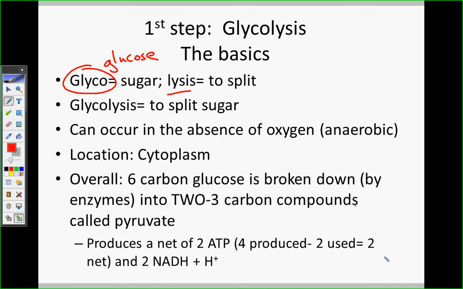Overall, 6-carbon glucose is broken down by enzymes to 2 3-carbon compounds called pyruvate. Produces a net of 2 ATP, 4 produced minus 2 used, and 2 NADH plus H plus. Okay? So we have 2 3-carbon compounds called pyruvate. We're going to go over this diagram in detail. Yes, question? Is lysis strictly split, or does it also mean first? First, split.